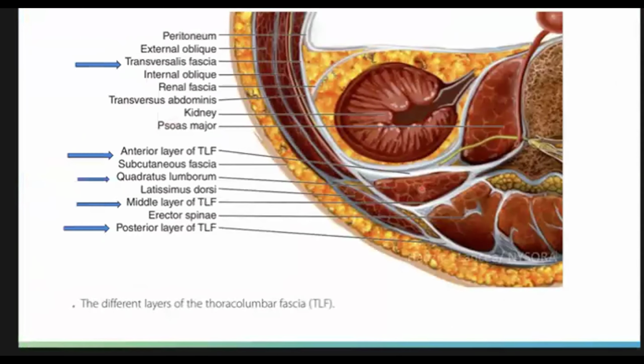The quadratus lumborum muscle is covered anteriorly by the anterior layer of the thoracolumbar fascia, posteriorly by the middle layer, and the posterior layer of the thoracolumbar fascia encapsulates the erector spinae muscle. The transversalis fascia, which lines the parietal subperitoneal areolar tissue, as it moves posteriorly, merges with the thoracolumbar fascia.